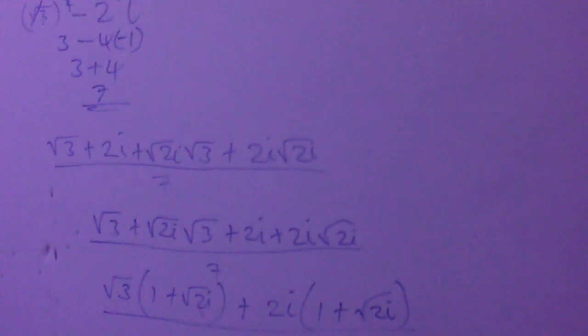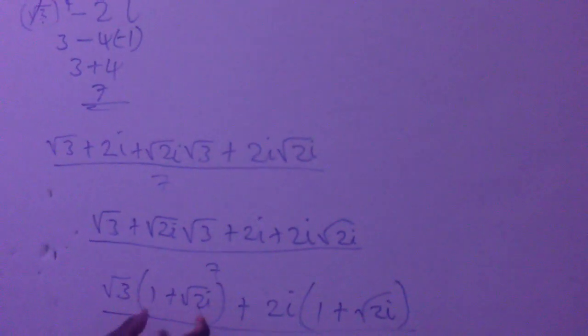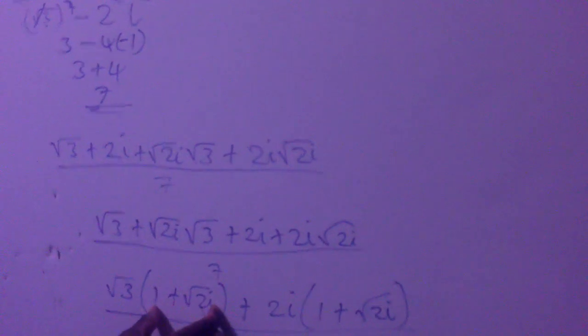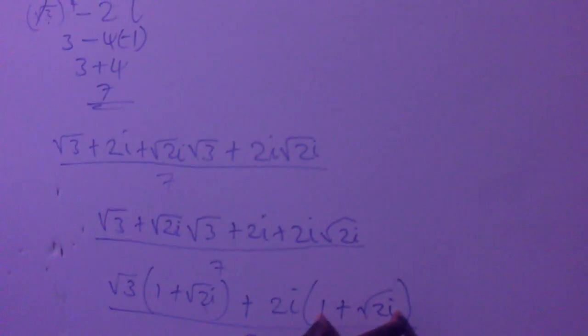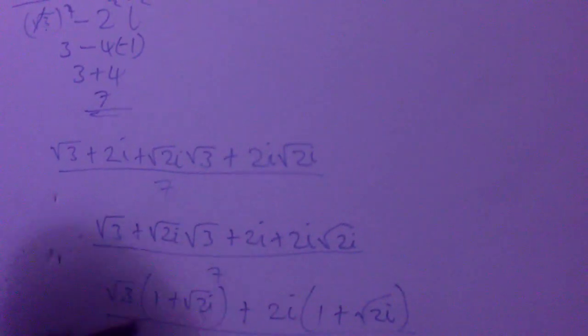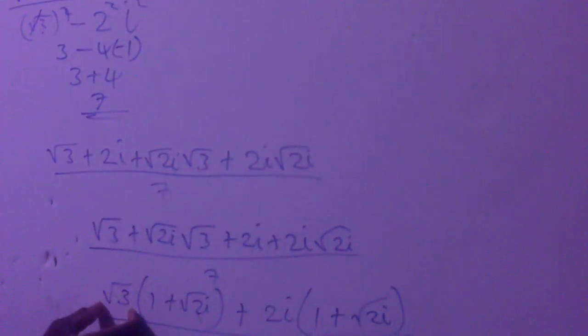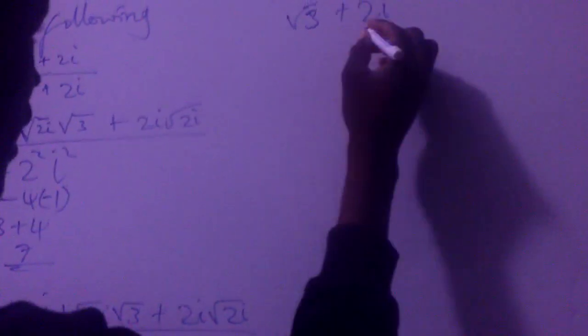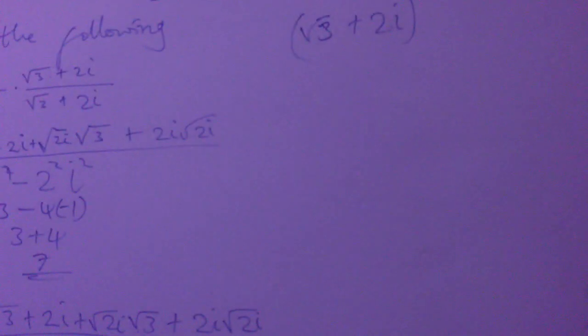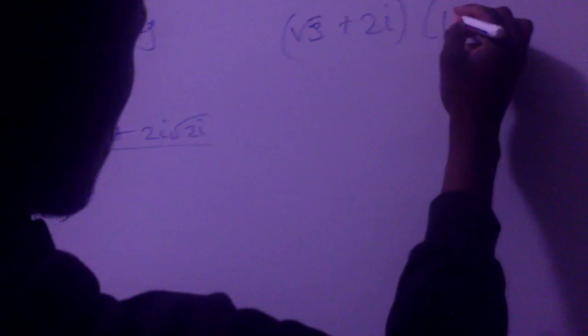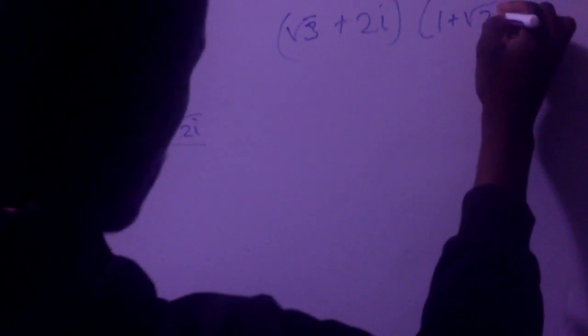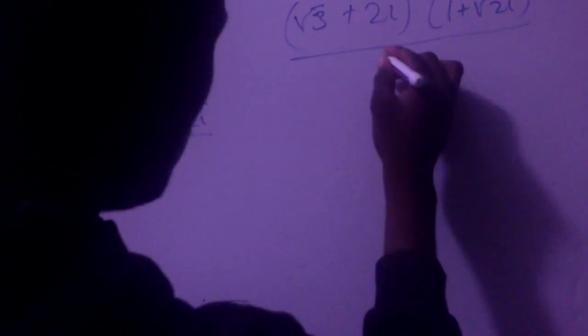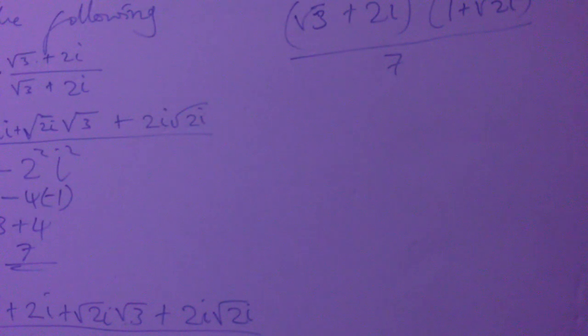From there, since we can see that this is 1 plus root 2i, and this is 1 plus root 2i, instead of writing these two, we'll just pick one. Therefore, we'll get this number and this number, which is going to give us root 3 plus 2i in brackets like this. Then we pick one of these, which is 1 plus root 2i, over 7. So this is how it is.